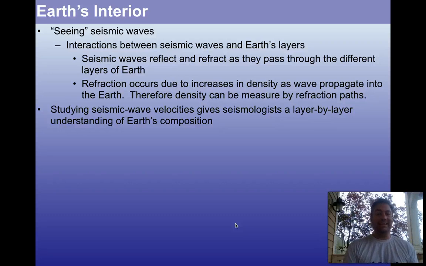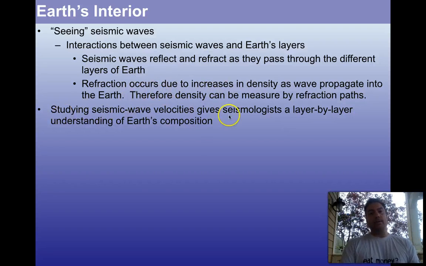These are called seismic waves. These are interactions between seismic waves and Earth's layers, all the way down to the inner core. Seismic waves reflect and refract as they pass through the different layers of Earth, and refraction occurs due to the increase in density. We've talked about this.